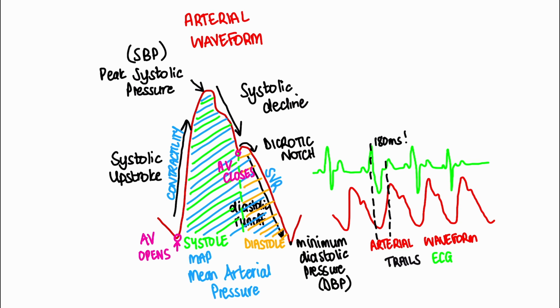Also worth showing you is the point at which the aortic valve opens, at the beginning of that systolic upstroke. Of course, when the ventricle starts to contract, that is when the aortic valve opens, and where it closes is after that systolic decline. The dicrotic notch represents the aortic valve closure, and then we have diastole.